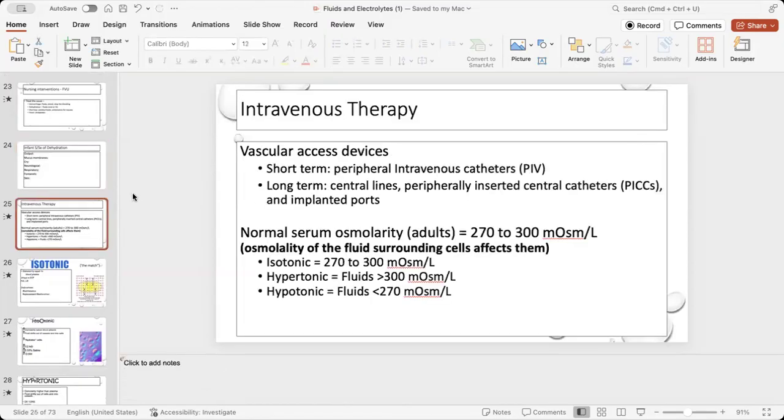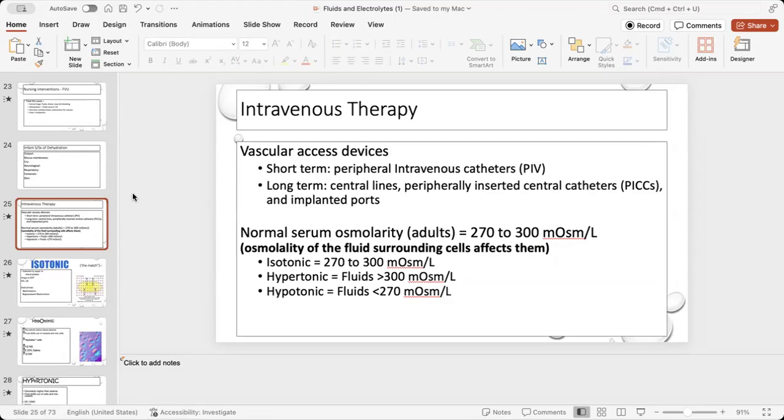So what are we going to do? We talked about oral replacement, so we can try that first, giving them water. We can do an oral rehydration solution like Pedialyte that has water and also some electrolytes. Sometimes it's severe enough that we have to do IV fluids, okay?